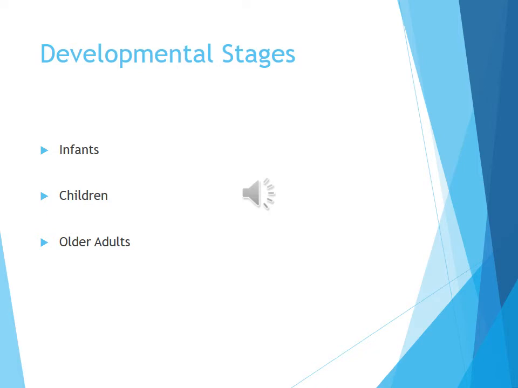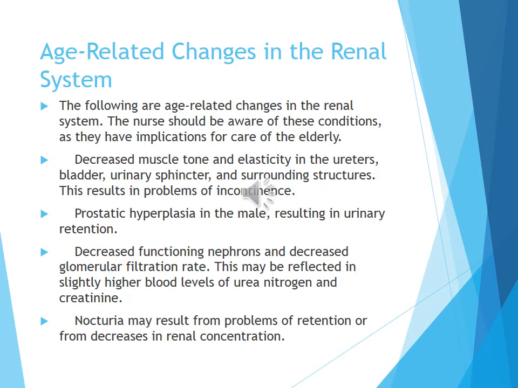You also want to look and see what the developmental stages for urinary are for infants, children, and older adults. Some of the age-related changes in the renal system, and as a nurse we should be aware of these, are decreased muscle tone and elasticity in the ureters, bladder, urinary sphincter, and surrounding structures. This could result in problems of incontinence.